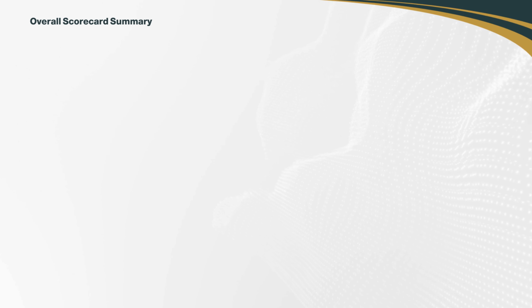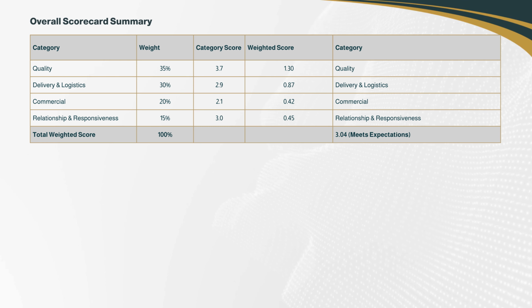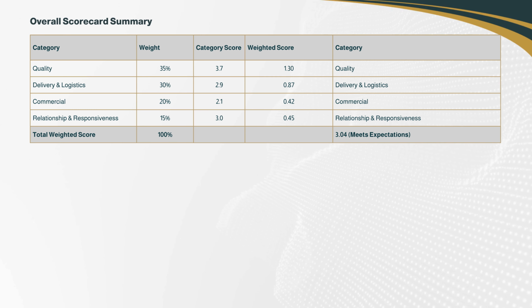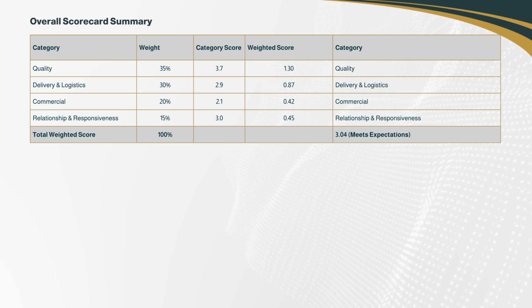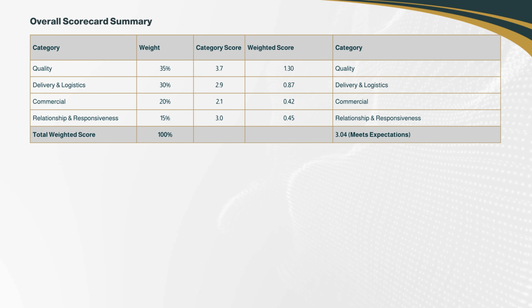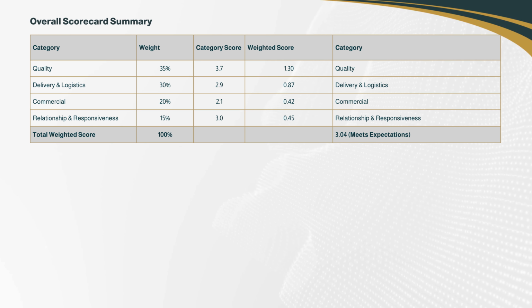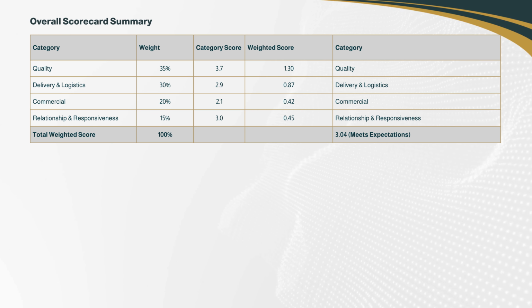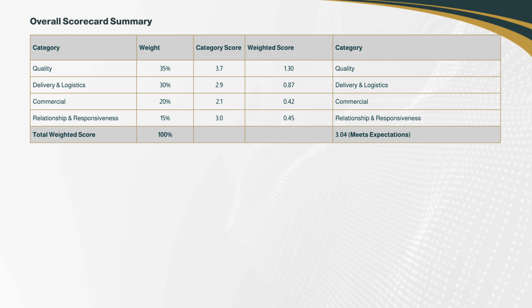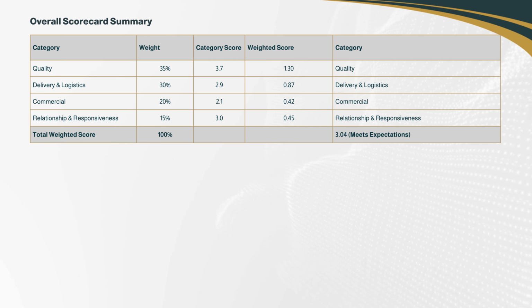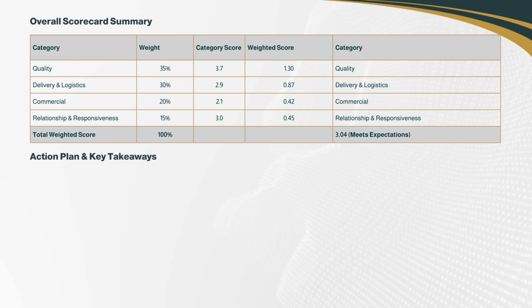Overall scorecard summary. Category, weight, category score, weighted score. Quality 35%, 3.7, 1.30. Delivery and logistics 30%, 2.9, 0.87. Commercial 20%, 2.1, 0.42. Relationship and responsiveness 15%, 3.0, 0.45. Total weighted score 100%: 3.04, meets expectations. Action plan and key takeaways.